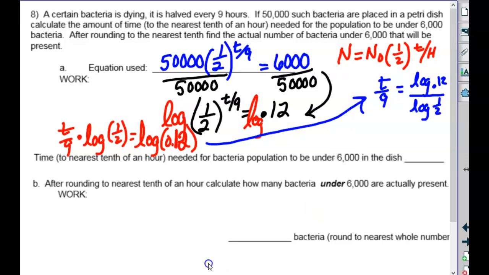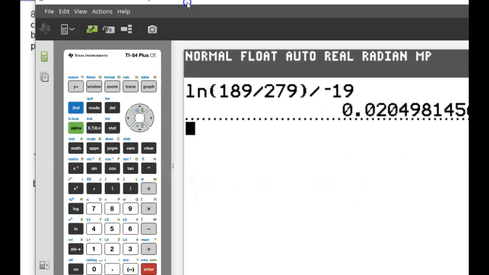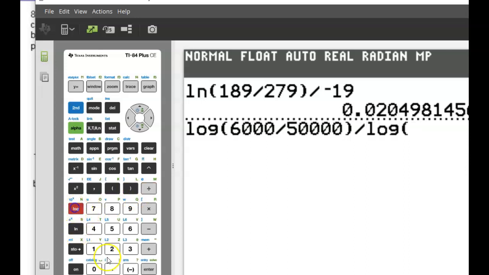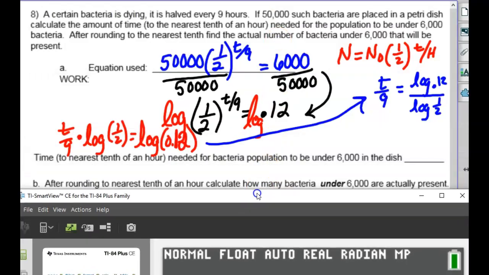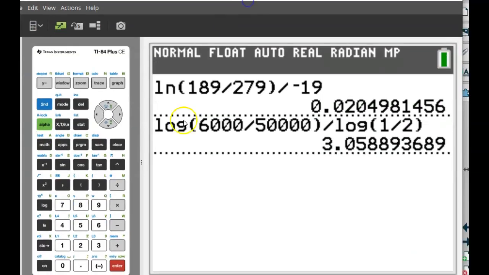I need some parentheses there, but maybe I'll type the original. It was 6,000 over 50,000. And then we're dividing by the log of 1/2. Now you guys used a decimal, but did everybody get that? 3.058. And what do we still need to do? Yeah, that was T over 9, so we need to multiply by 9.